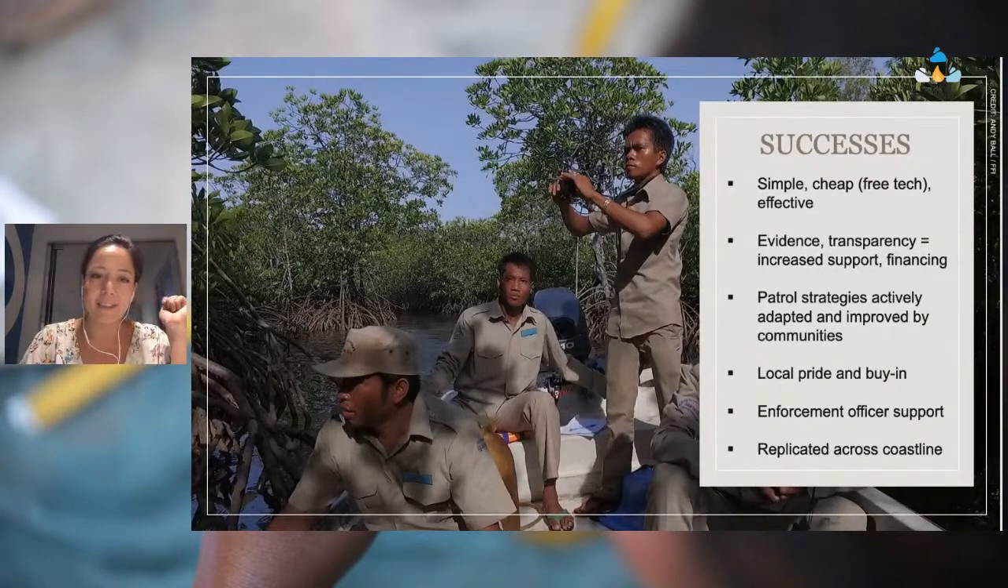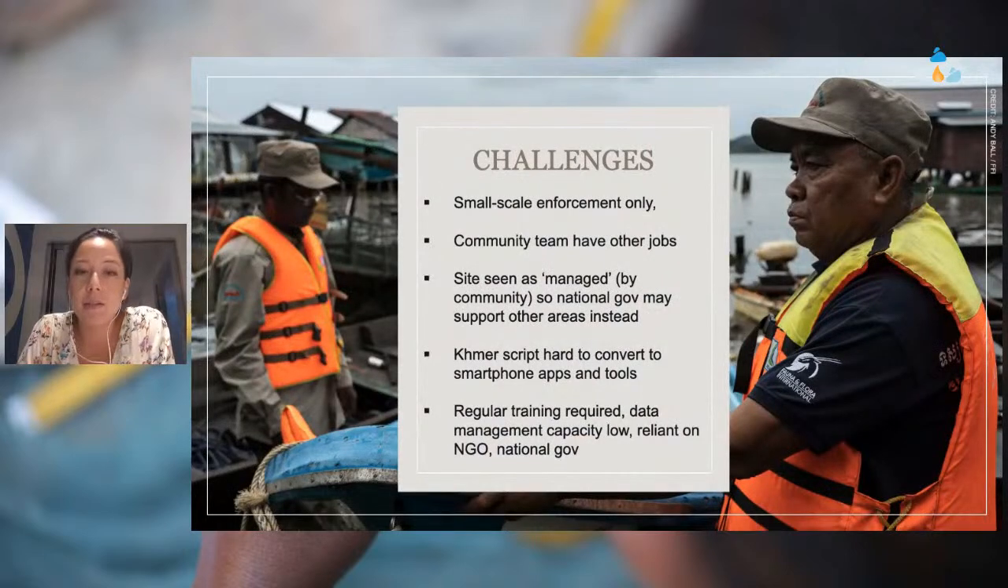But what about the challenges? So some of the challenges, clearly this is really small scale. It's near shore, it's weather dependent. The community teams also have other jobs, they're voluntary, and this limits their responsiveness as well to especially larger scale illegal activity.